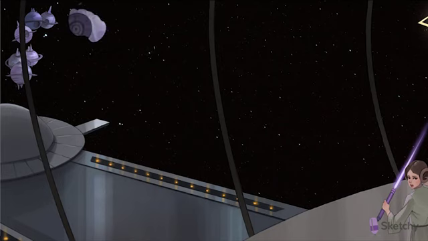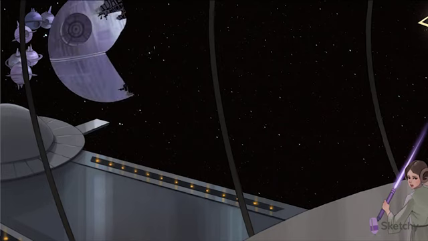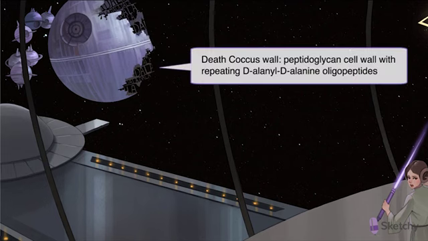You see that armored space station being built? The one with enough firepower to destroy an entire planet? That's the Death Coccus. Its structure will remind us of the bacterial cell wall, composed of a complex cross-linked polymer of polypeptides and polysaccharides, peptidoglycan. Specifically, we're going to highlight the peptide structure that terminates with D-alanyl-D-alanine. Notice the repeating D-ala architectural motif.